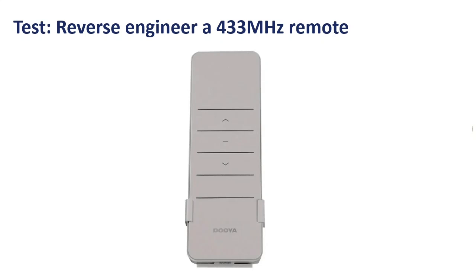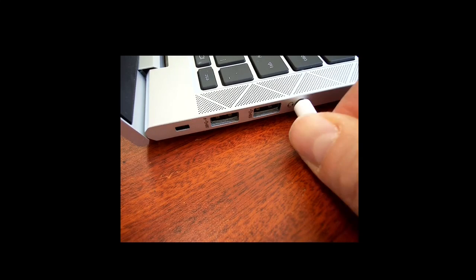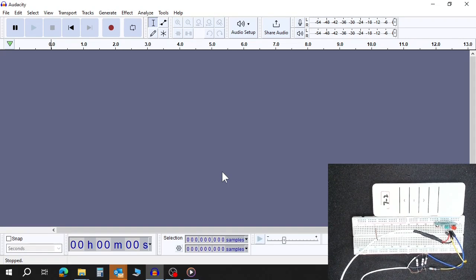I built this logic analyzer to reverse engineer the 433 MHz RF remote control for my curtains with it. I purchased a 433 MHz receiver and transmitter set online, and then I connected the receiver to the logic probe as in this schematic to capture the signal. Well, let's do it. Connect our logic analyzer, start Audacity. In the right corner you see the receiver, remote control and of course our logic analyzer. I start recording.